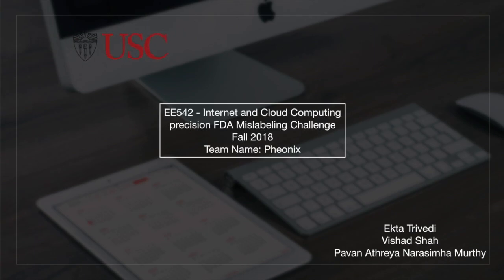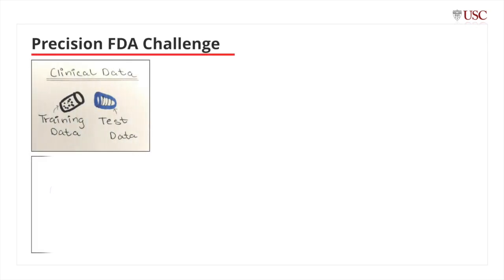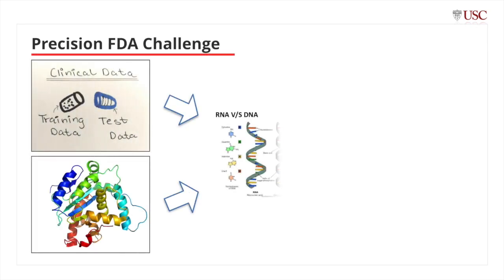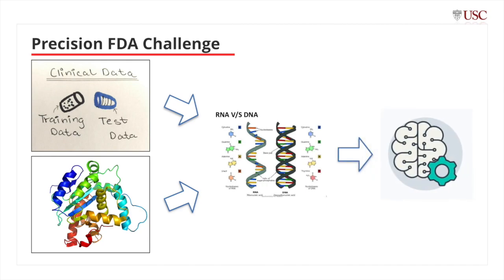This is where we come in. As a part of this course, the final project, we are taking part in the precisionFDA competition, where we are given 3 different data sets, out of which we need to derive a model which can not only detect mislabeling but can also correct the mislabeling by predicting the right values in place of the mislabeled values.